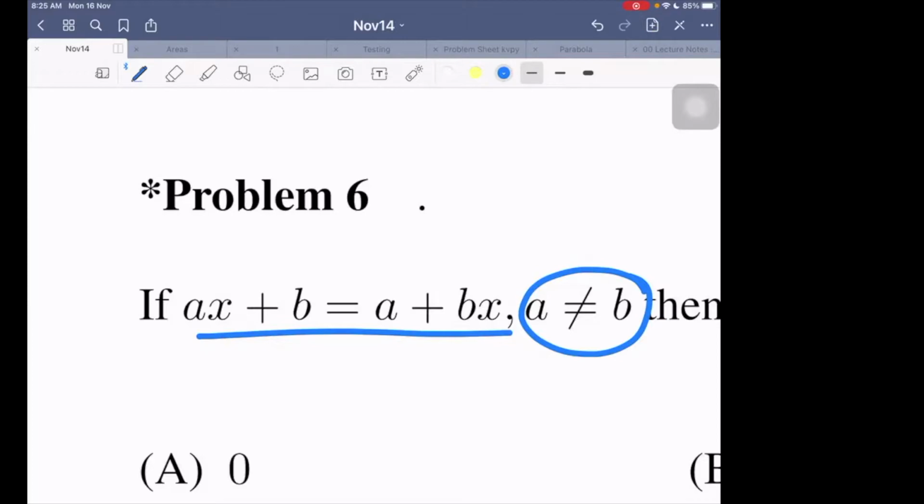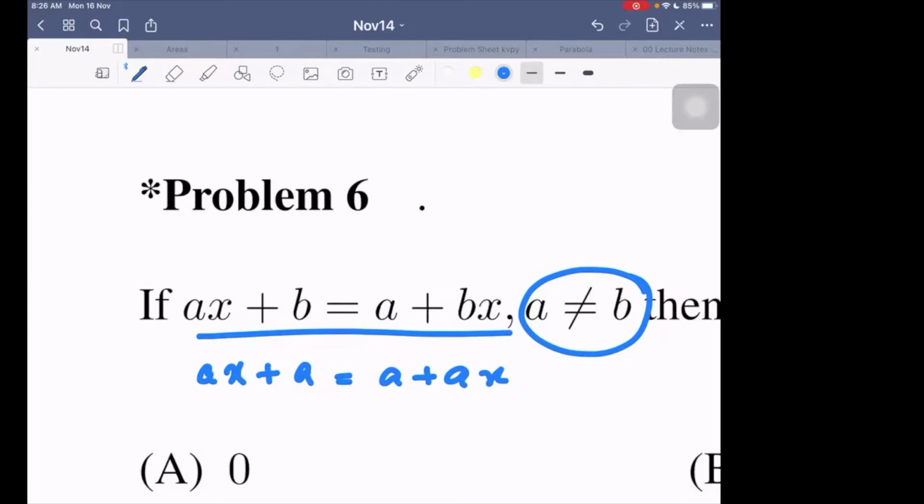But for the time being, understand that if you put a equal to b, this is going to be ax plus a equal to a plus ax, which is unconditionally true, irrespective of the value of x. So it can have infinitely many solutions. We will come to this topic later on. But for the time being, they have given that you can't set a equal to b. It's not in your hands.